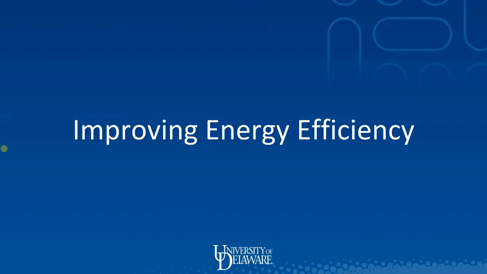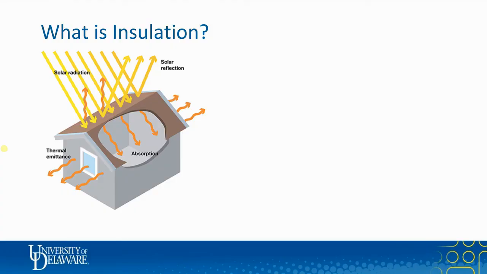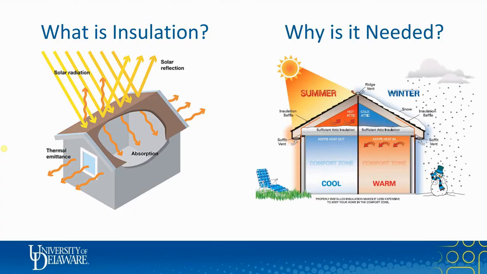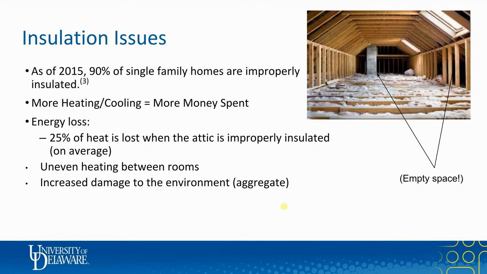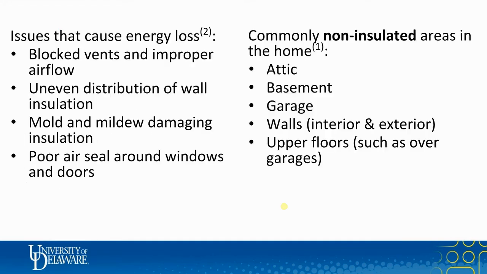Energy efficiency in buildings is significantly improved by insulation. Insulation reduces heat conduction and increases reflection of thermal radiation from the sun. Insulation is important because the majority of people do not have an insulated home or a properly insulated home. This is mostly due to the cost of insulation, as well as problems with awareness and the insulation materials themselves. The issues that can cause energy loss are examples such as mold and mildew damaging the insulation, a poor air seal around the windows and doors, issues with how the house was built, as well as non-insulated areas such as the attic, basement, garage walls, and the floors above the garage.